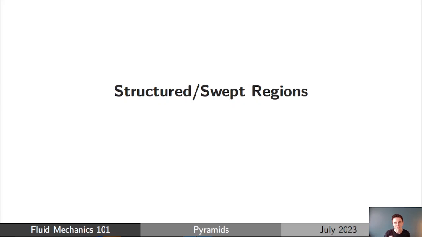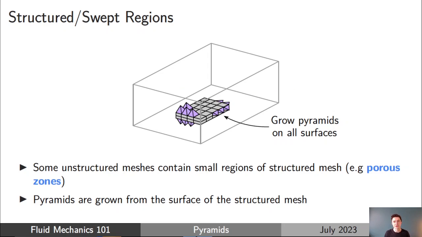Now I want to take a small detour and think about structured and swept regions. So many of you who use unstructured mesh generators may be used to having the bulk of your mesh as unstructured with layers on some surfaces, but sometimes you have small regions of structured mesh within your unstructured mesh. And this is typically used to represent porous regions and porous zones. They're typically represented with small blocks of structured mesh within an unstructured mesh, or solid components if you're doing a conjugate heat transfer simulation. So you may have regions of structured mesh within your unstructured mesh.